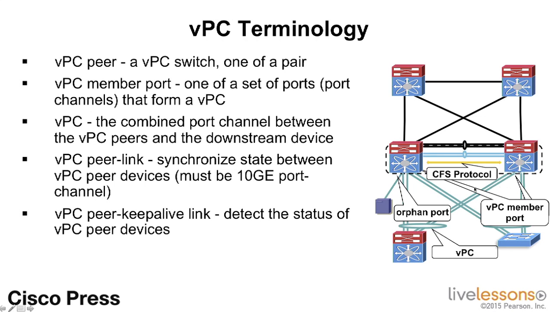Next, we have the VPC peer keepalive link. This is sort of the heartbeat link that detects the status of the two VPC peer devices. So think of this as sort of the tiebreaker, if you will, for when we lose the VPC peer link. And we'll talk more about that as we continue through the lesson.